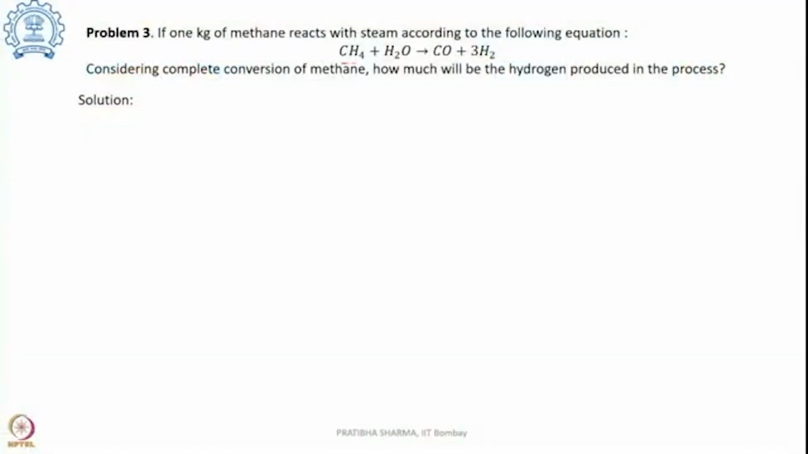Let us look at another problem which states that if 1 kg of methane reacts with steam producing syngas, so carbon monoxide and hydrogen, and that undergoes the reaction. Let us assume that there is a complete conversion of methane which occurs. So, the problem is how much amount of hydrogen will be produced in the process.